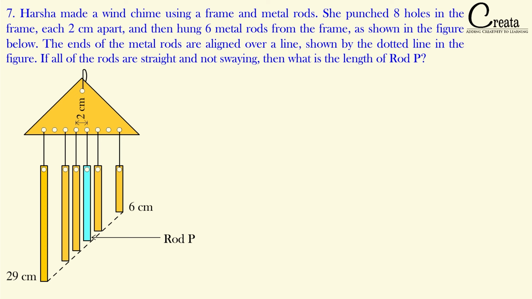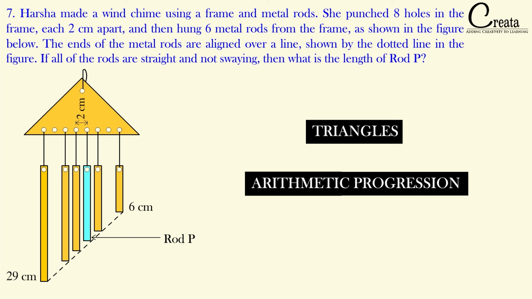So here we have a total of 8 holes. 1, 2, 3, 4, 5, 6, 7, 8. The distance between these holes is 2 centimeter. We can approach this question in two ways. Both ways are very simple. We will take them one by one. The first approach we will use is using the triangles. The second approach is using the arithmetic progression, AP. Let's take them one by one.